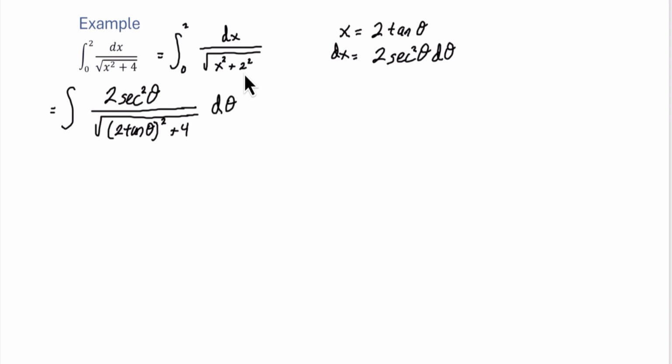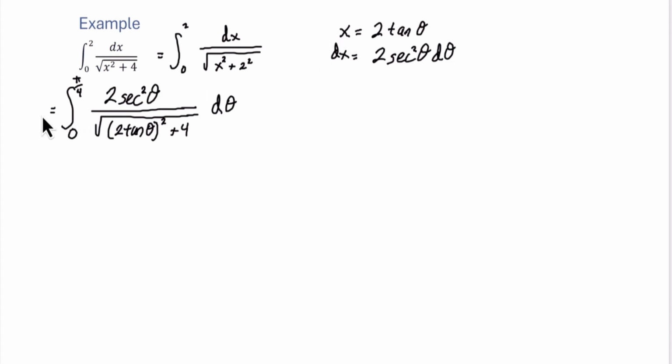Since we changed the variable, we need to change the limits of integration. We started out with variable x, the lower limit was 0. So if we make x 0 and solve for tangent, we can divide by 2, we still get 0. We're asking when is tangent 0? That's at 0. So the lower limit stays 0. Initially, the variable x had an upper limit of 2, so let's replace x with 2. Divide both sides by 2, we'll get 1 equals tangent theta. Now you're asking when is tangent 1? That's at pi fourths.